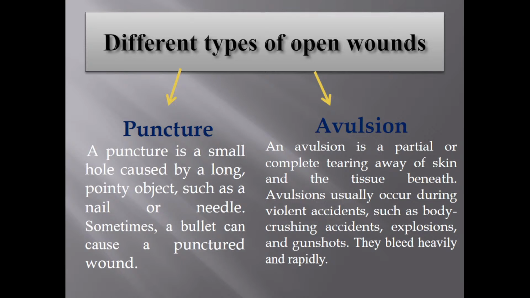Puncture. A puncture is a small hole caused by a long pointy object such as a nail or needle. Sometimes a bullet can cause a punctured wound. Avulsion. Avulsion is a partial or complete tearing away of the skin and the tissue beneath. Avulsions usually occur during violent accidents such as body crushing accidents, explosions, and gunshots. They bleed heavily and rapidly.